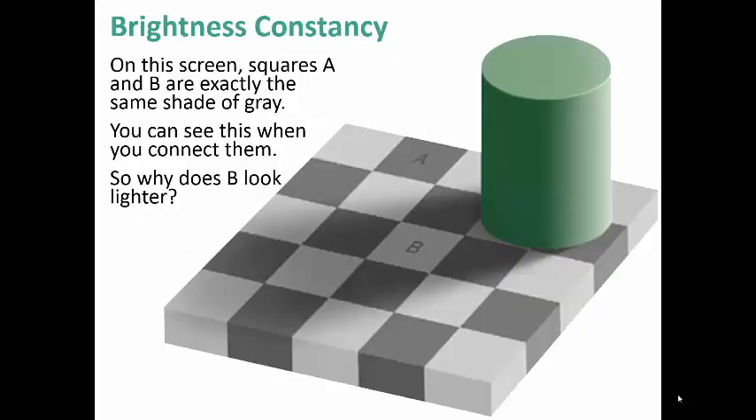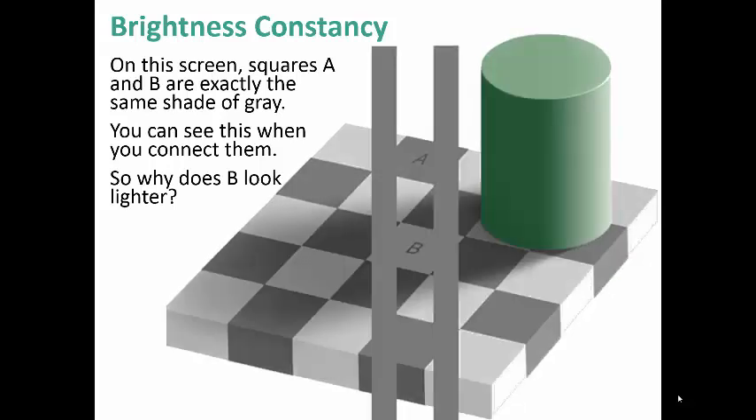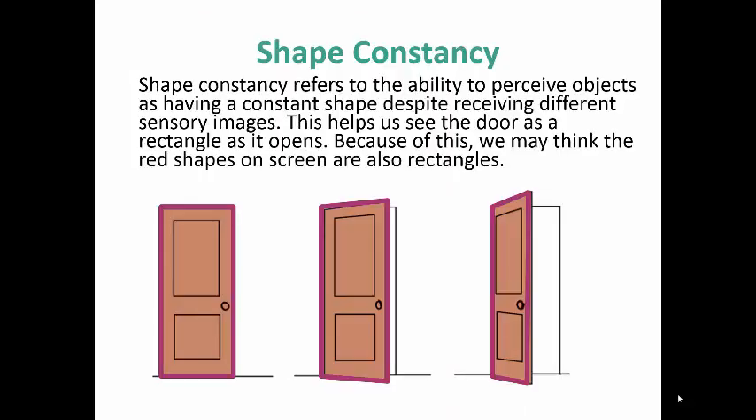Now brightness constancy. On this screen, squares A and B are exactly the same shade of gray, which is hard to believe. We can see this when we connect them. So why does B look so much lighter than A? That's because it's being surrounded by different colors, which impact the way that we view them.